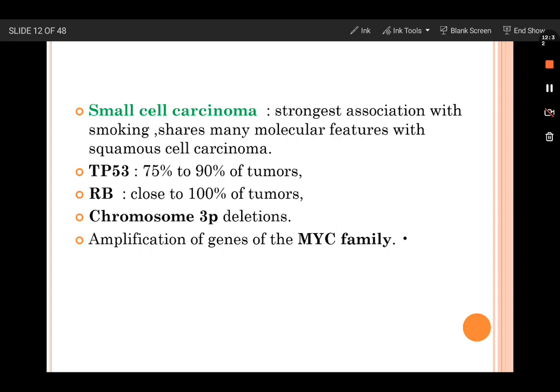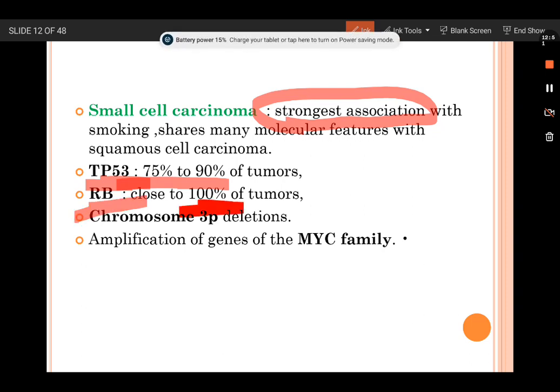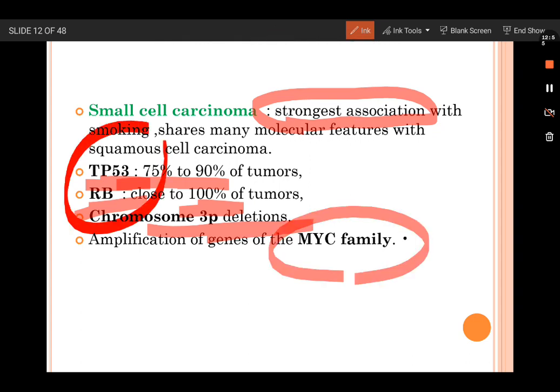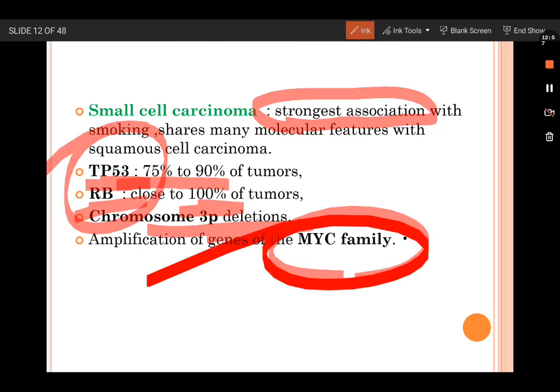Now coming to small cell carcinoma, it has a strong association with smoking. It shares a strong association, but the highest is in squamous cell carcinoma only. It also has TP53, but not as much as in squamous cell carcinoma. RB is involved in close to 100% of the tumors, and then there are chromosome 3p deletions and the MYC family. Just remember TP53 and RB and MYC. Just remember these.